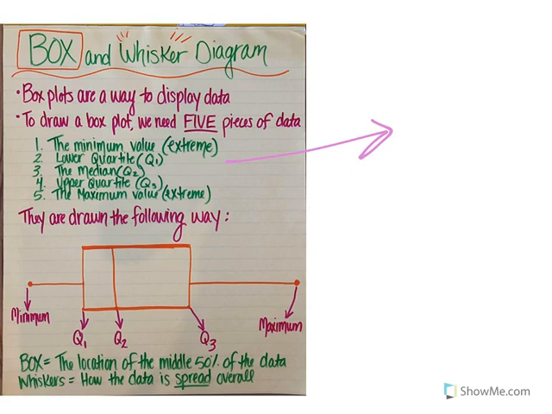Then you need to know your lower quartile, or your quartile 1, which again is the median of the lower half of your data. Then you need to know the median of your data set, or quartile 2. Then you need to know your upper quartile, or quartile 3, which is the median of the upper half of your data. And then you need the maximum value, or the largest number in your data set.